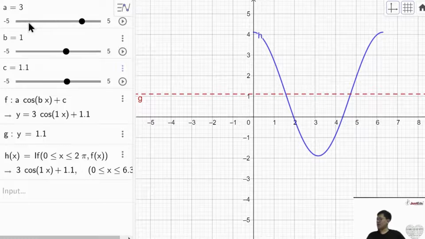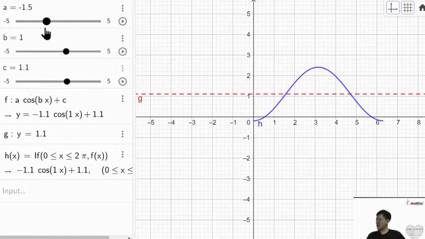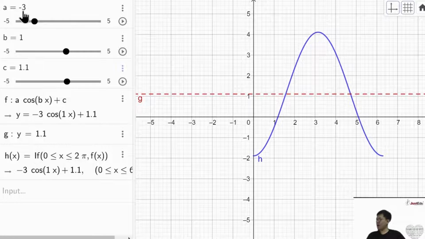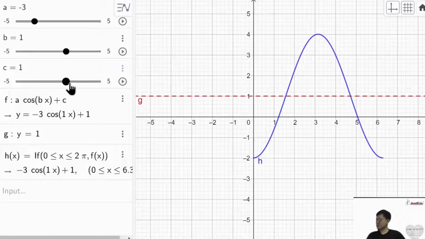Okay? Then when A is positive, this is the standard cosine graph that we always see. But if A is negative, you realize that it will be the other way around. Can you see that? Now A is -3, you see? When A is -3, the shape of the curve is actually in the other position. Do take note about that.